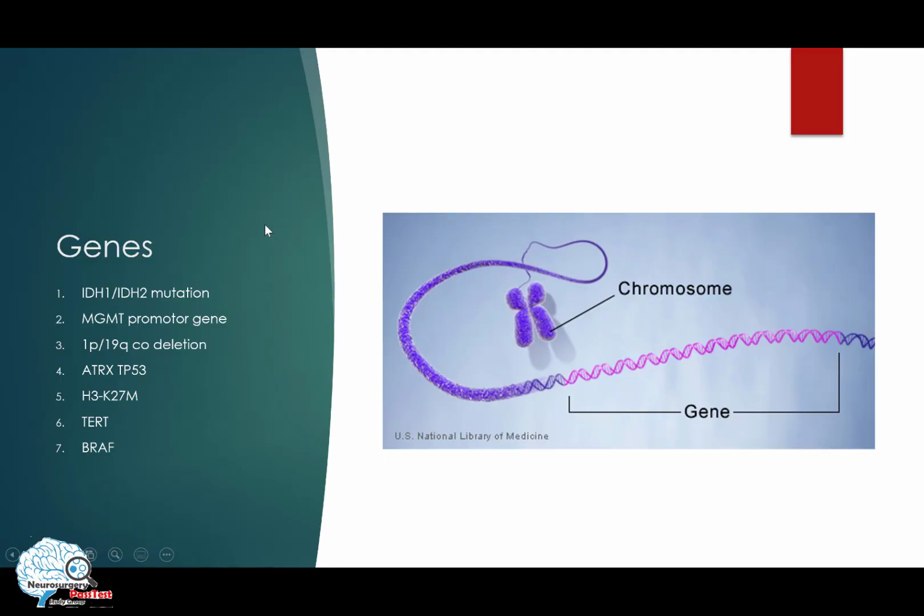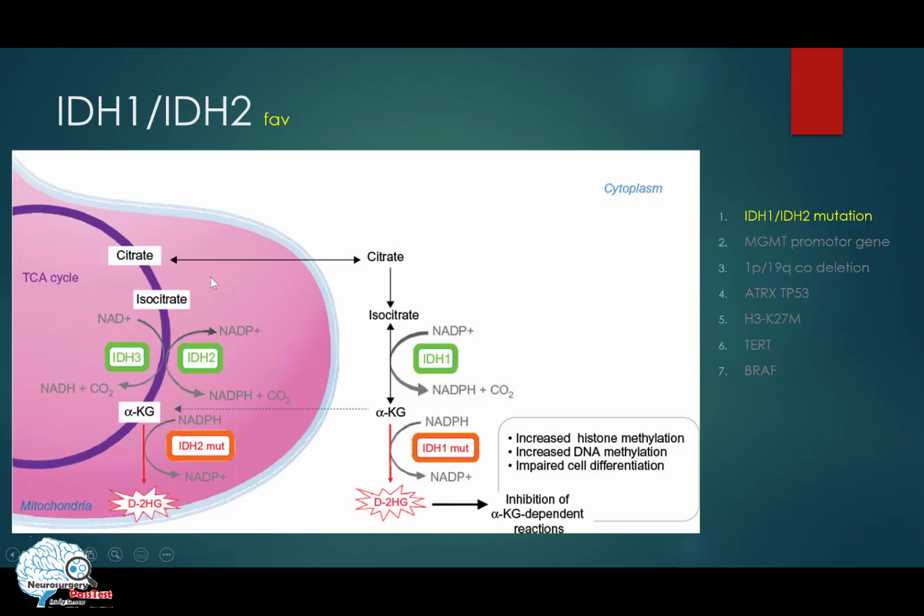Welcome. We talk about the genes that played a significant role in WHO classification 2016 of the CNS tumors, and we will discuss 7 of them and the idea behind them, why, what's the clinical implication of these genes. We're starting with the IDH1 and IDH2.